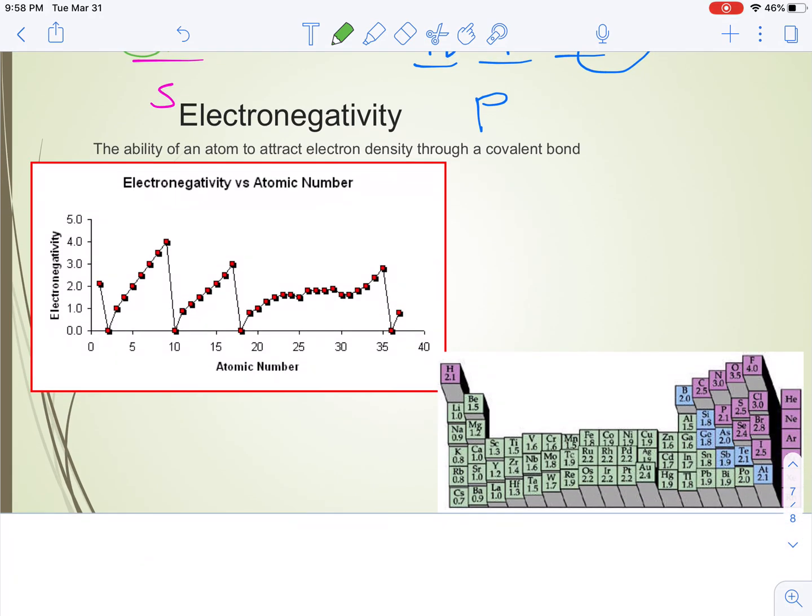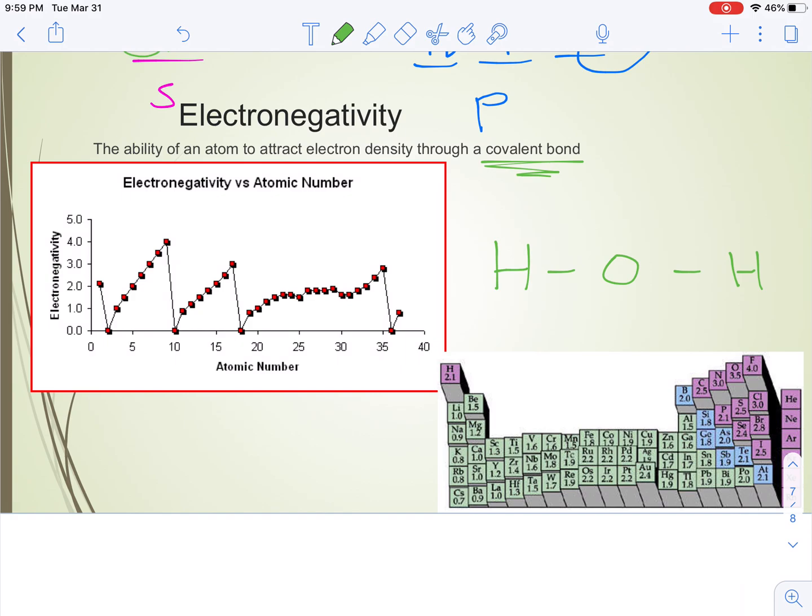And then finally, electronegativity. So electronegativity is the ability to attract electrons, but it's very specifically through a covalent bond. So if you have something like this, if you have hydrogen bonded to oxygen bonded to hydrogen, we know that, right? It's water.